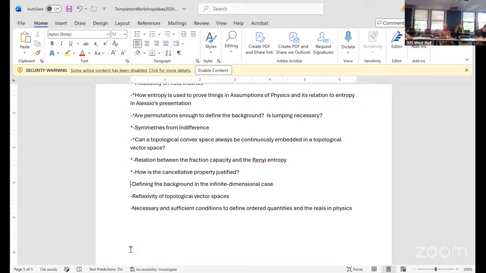But it would connect to the problem of defining these backgrounds in infinite dimension, because depending on the classical and quantum, we have to understand what are the correct Lie algebra that actually covers everything.